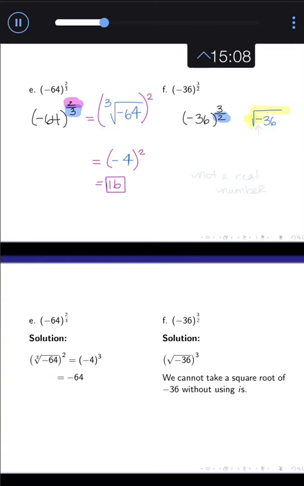Well, there is no number that if you multiply it together twice will give you a negative number, at least not a real number. So we're going to say the answer is not a real number. And the only reason why we're coming up with this answer is because we have an even root, a square root, with the negative being on the inside.